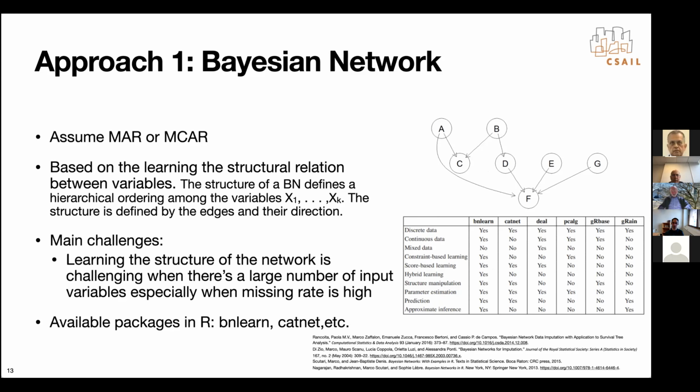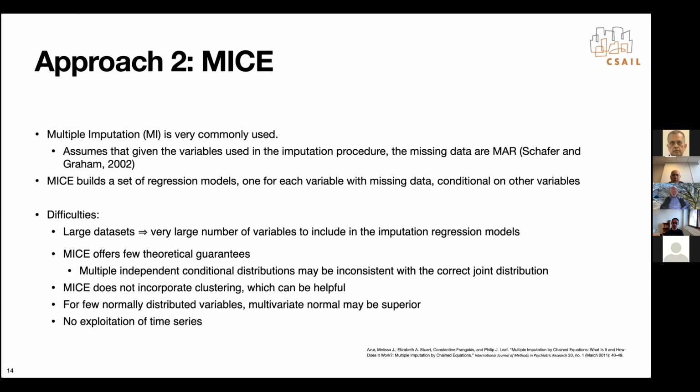Another technique that's very common in the statistical literature is called MICE. It's multiple imputation from chained equations. And it assumes that the data are missing at random given the variables that are used in the imputation procedure. In other words, the data from which you're imputing are well enough known that you can treat the missing variables as depending only on those and nothing else. And so MICE builds a set of regression models, one for each variable with missing data that are conditioned on the other variables, and uses that to fill in the missing values.